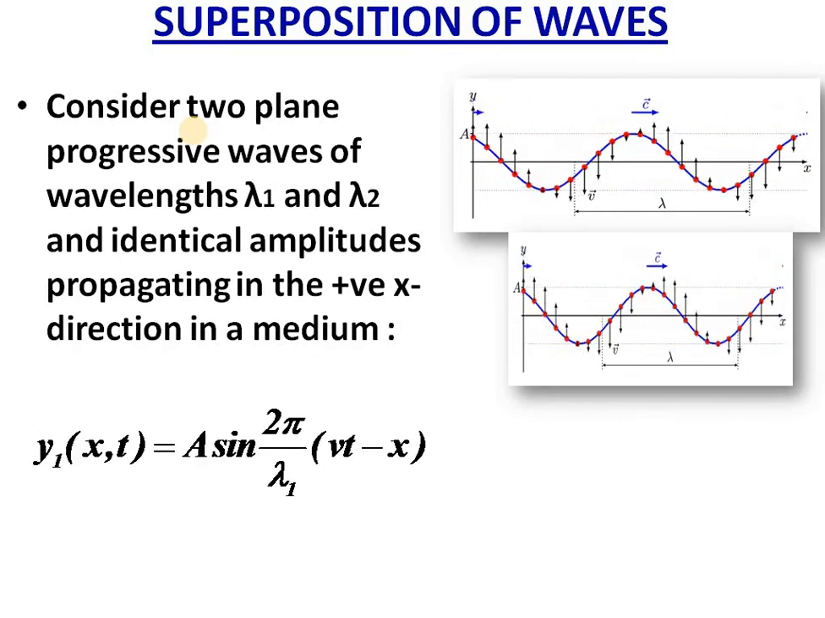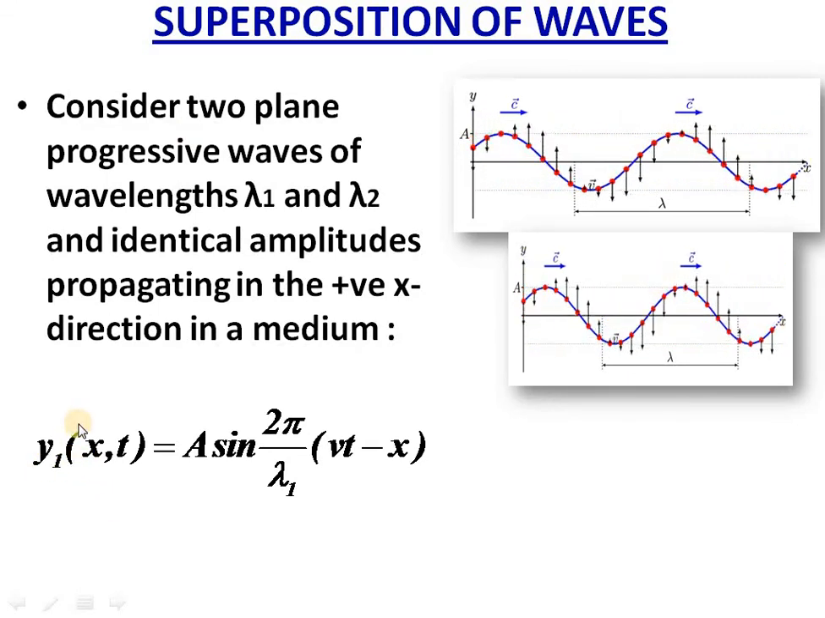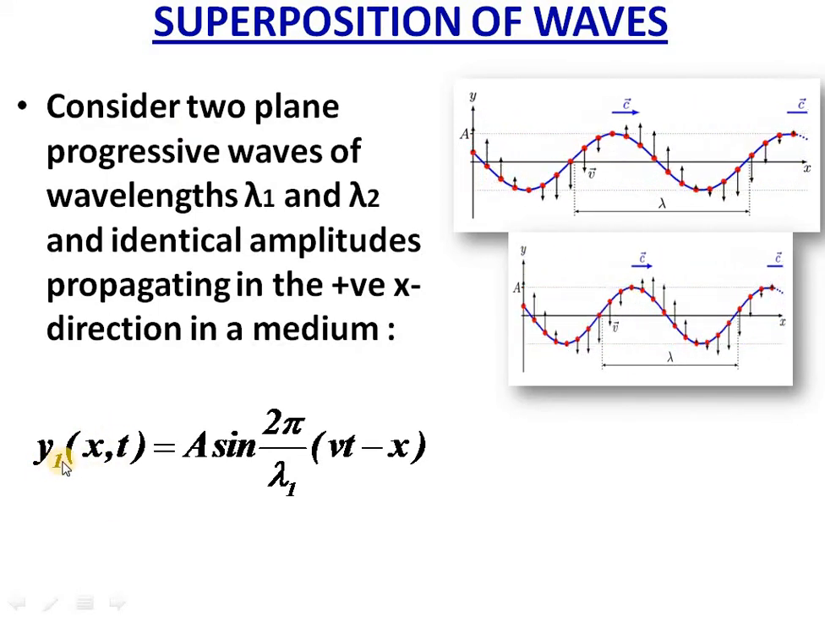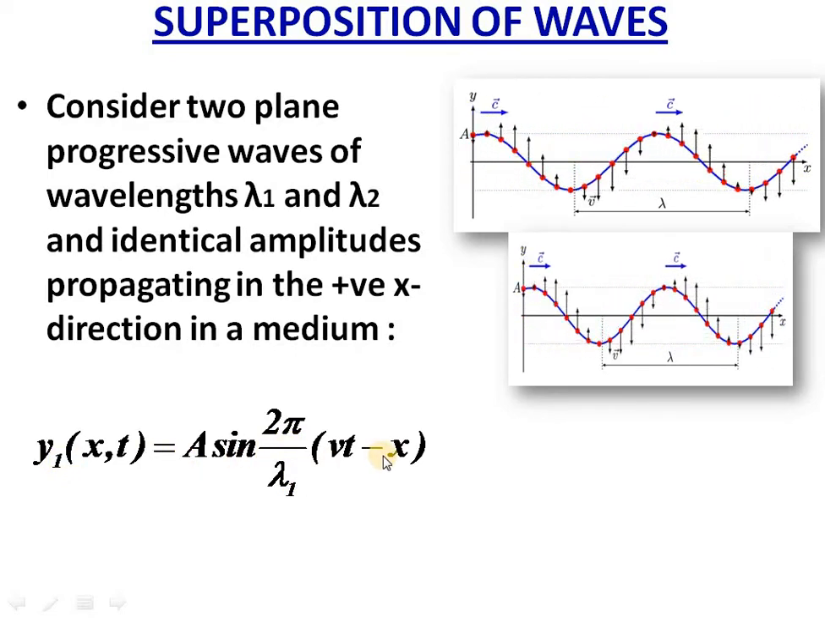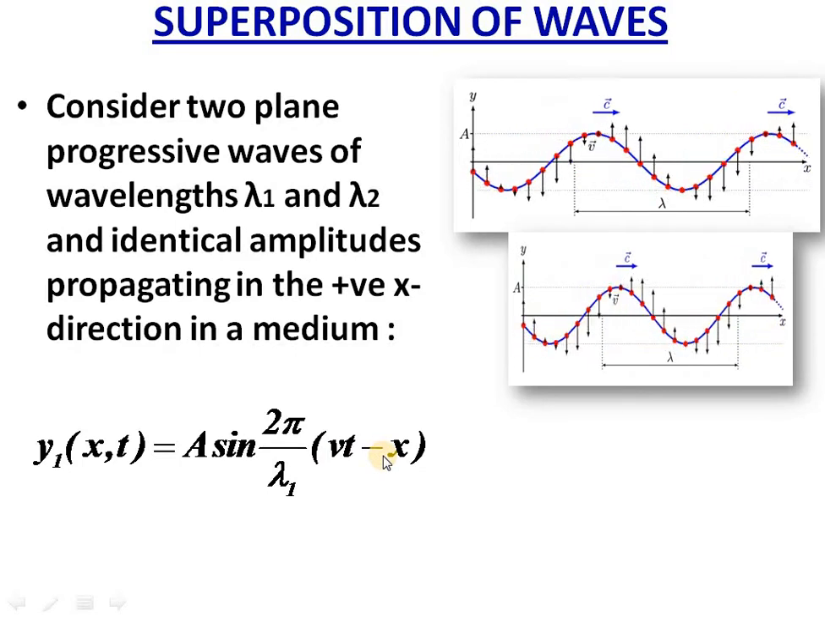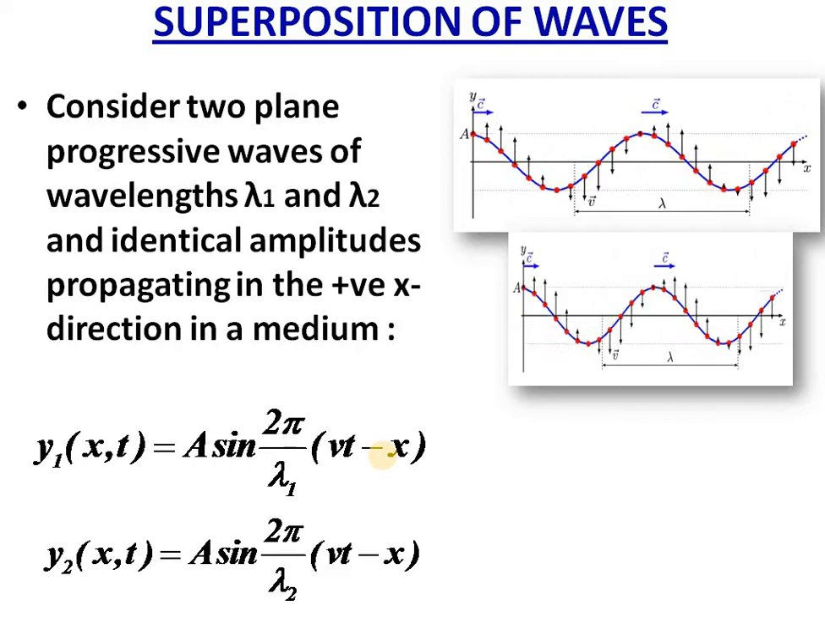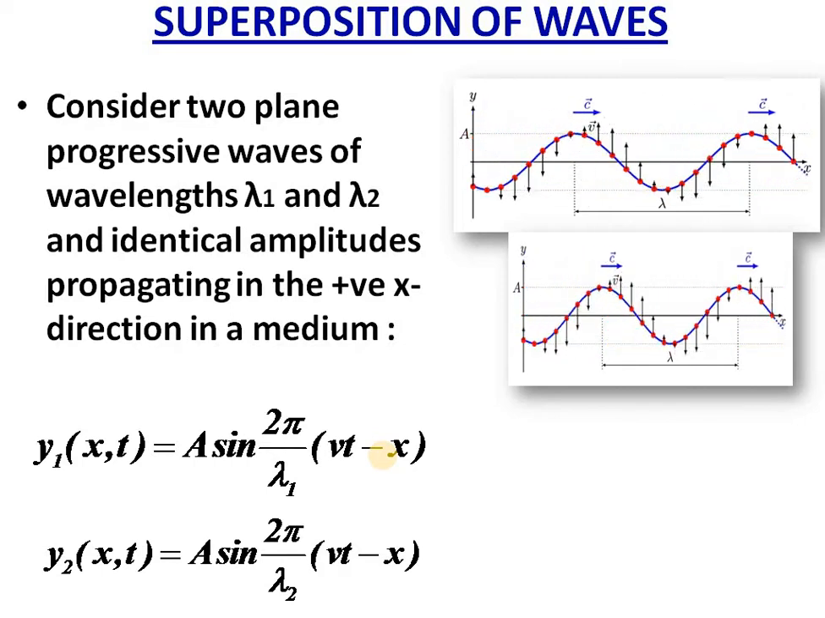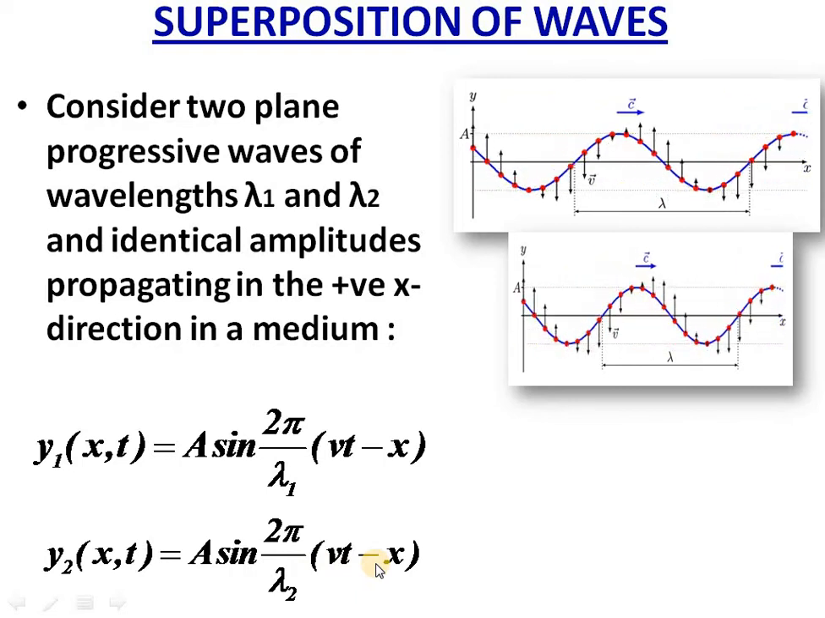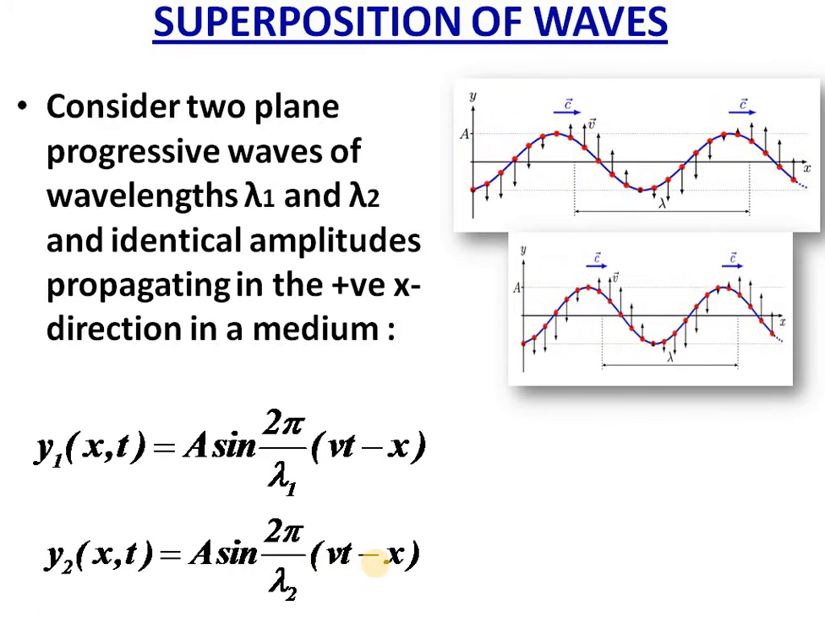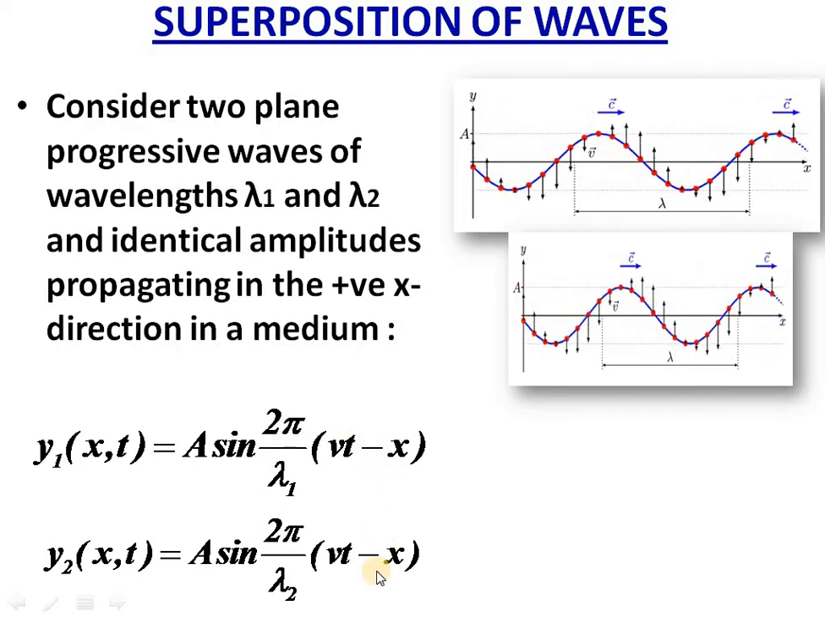We assume the first wave, for convenience called y1, y1 of x,t equal to a sine 2 pi by lambda 1 times (vt minus x). The second wave is of lambda 2: y2 of x,t equal to a sine 2 pi by lambda 2 times (vt minus x). Both are propagating in the positive x direction, which is why you can see a minus sign, minus x, minus x.